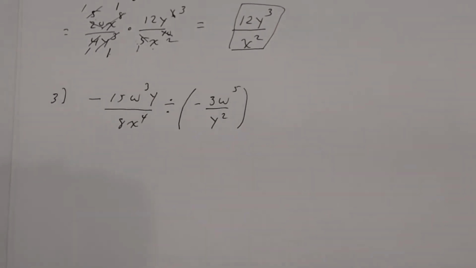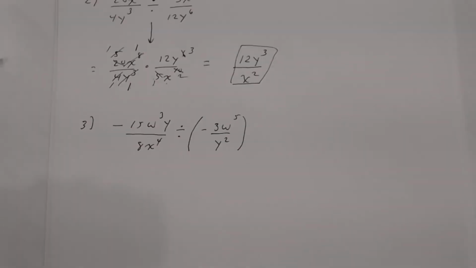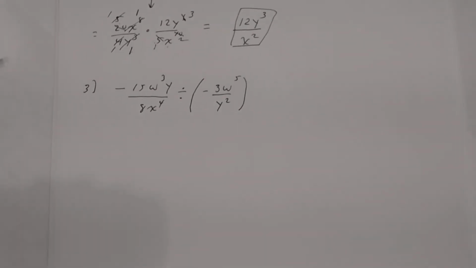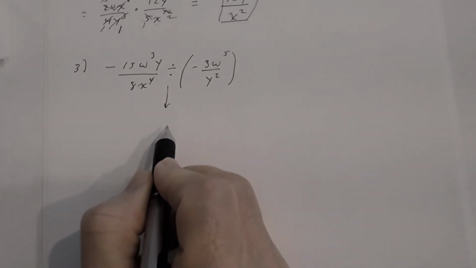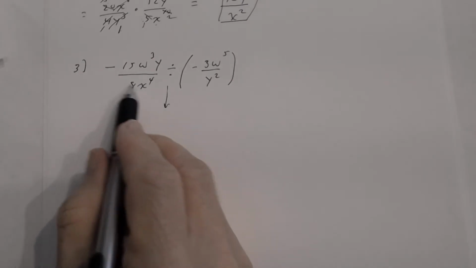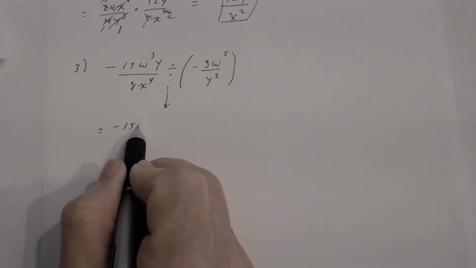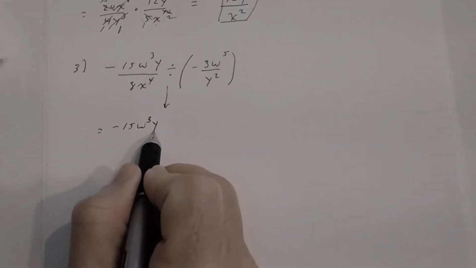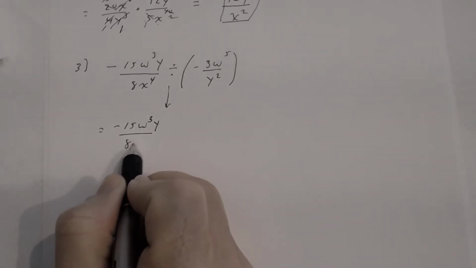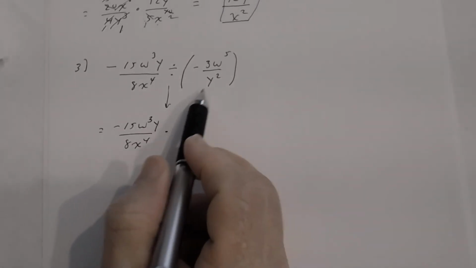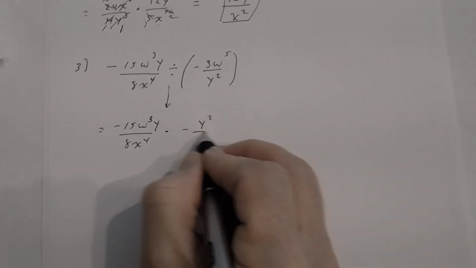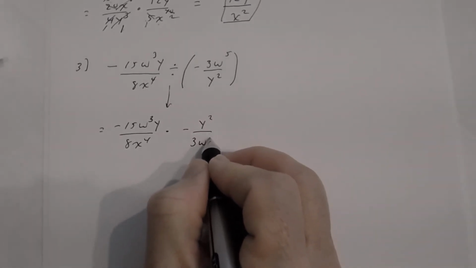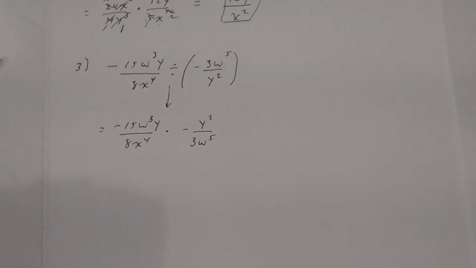Okay, so then what we're going to do next, and let me go ahead and make this a little bit smaller, is change this to a multiplication problem. That's the first thing you should always do. So then I get negative 15w cubed times y divided by 8x to the fourth, times the reciprocal of this. So that's going to be a negative y squared divided by 3w to the fifth. All right, so that's where I'm at.